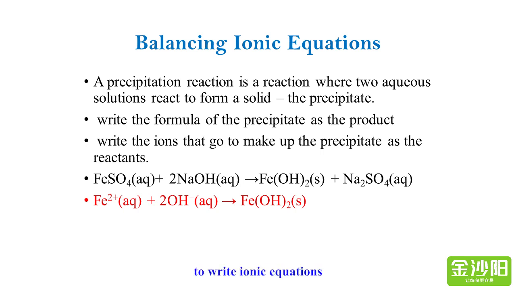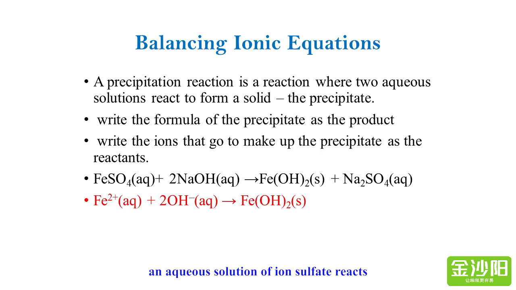Chemists usually prefer to write ionic equations for precipitation reactions. A precipitation reaction is a reaction where 2 aqueous solutions react to form a solid, the precipitate. For these reactions, the method of writing the ionic equation can be simplified. All you have to do is 1. Write the formula of the precipitate as the product. 2. Write the ions that go to make up the precipitate as the reactants. Here comes an example.